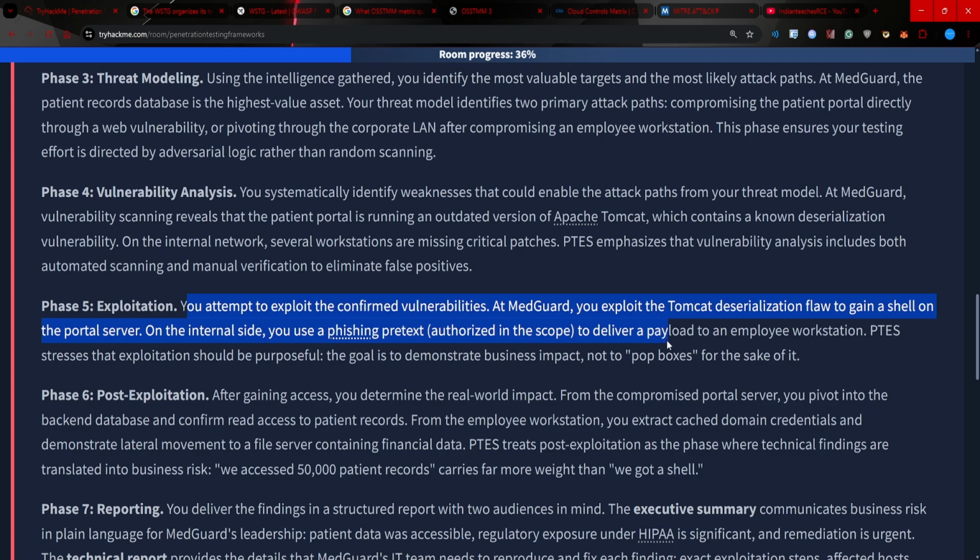To deliver a payload to an employee workstation. Wait, you're already inside and then you are doing a phishing attack from inside the network. That is crazy. PTES stresses that exploitation should be purposeful. The goal is to demonstrate business impact, not to pop boxes for the sake of it.